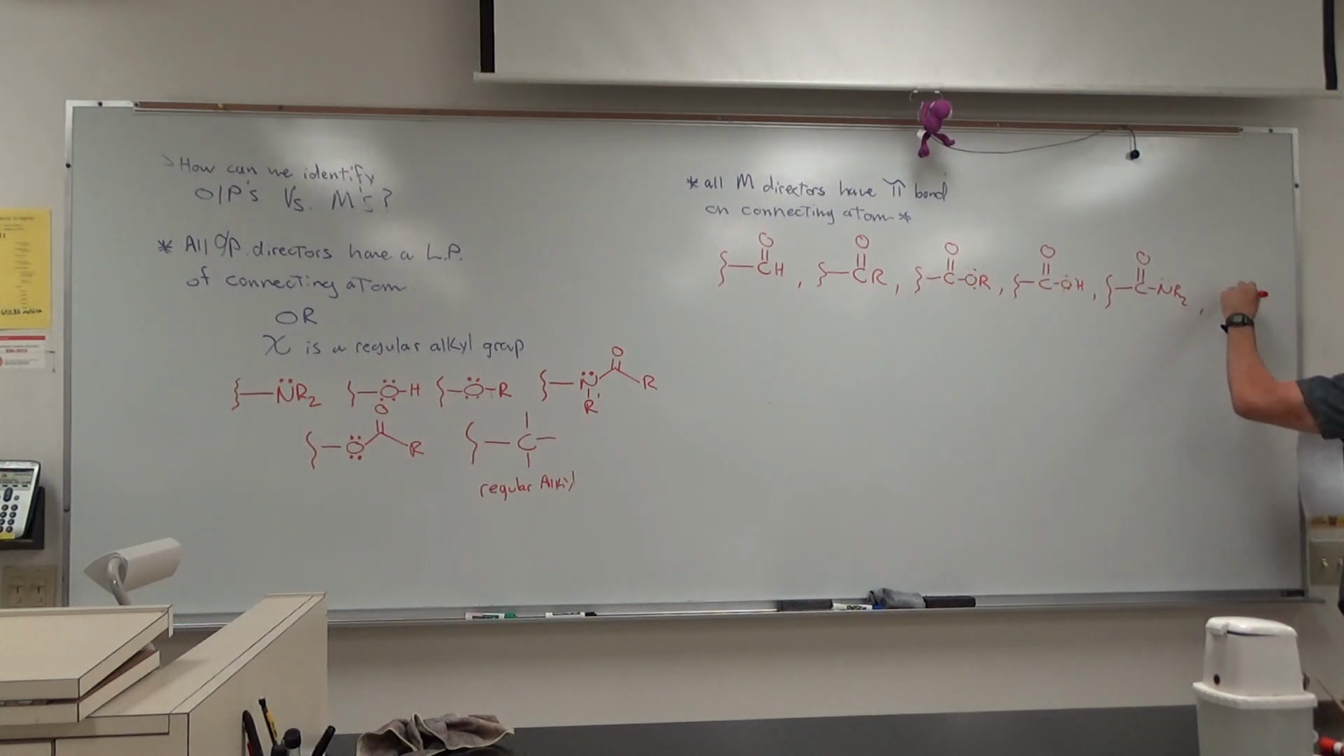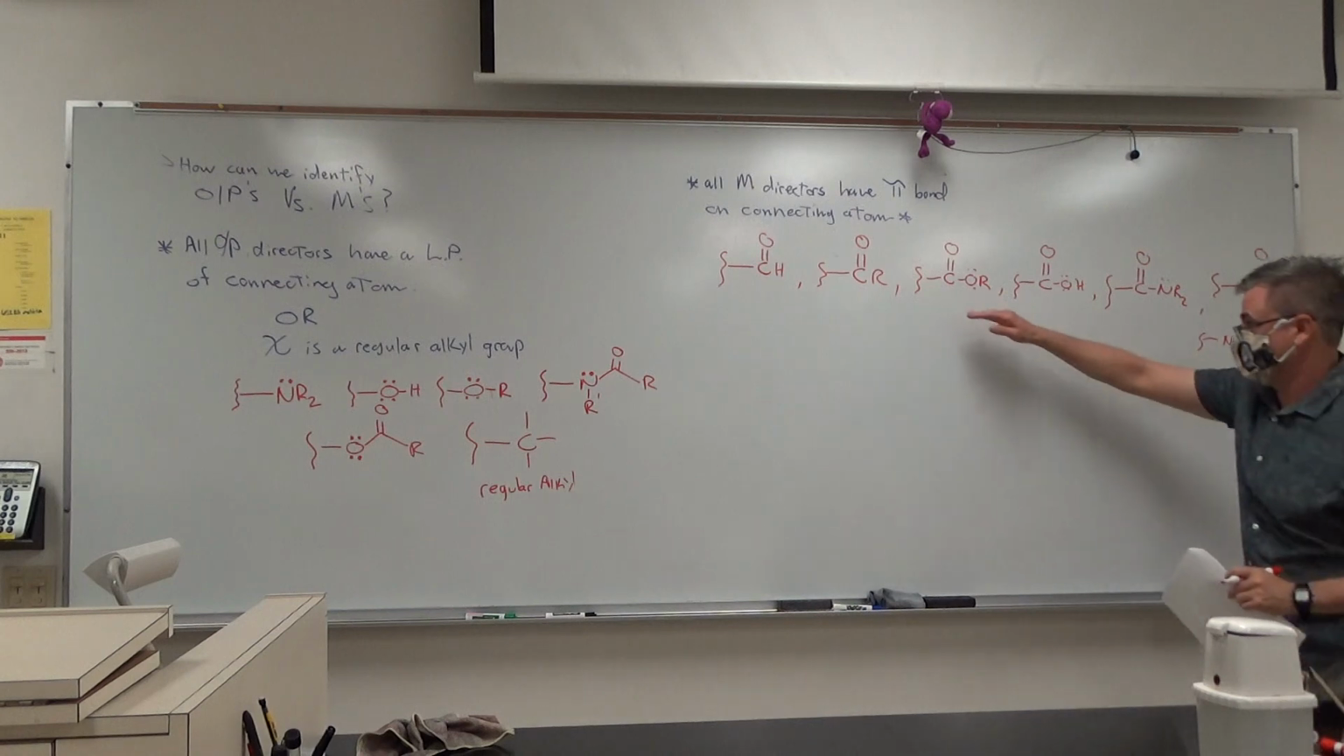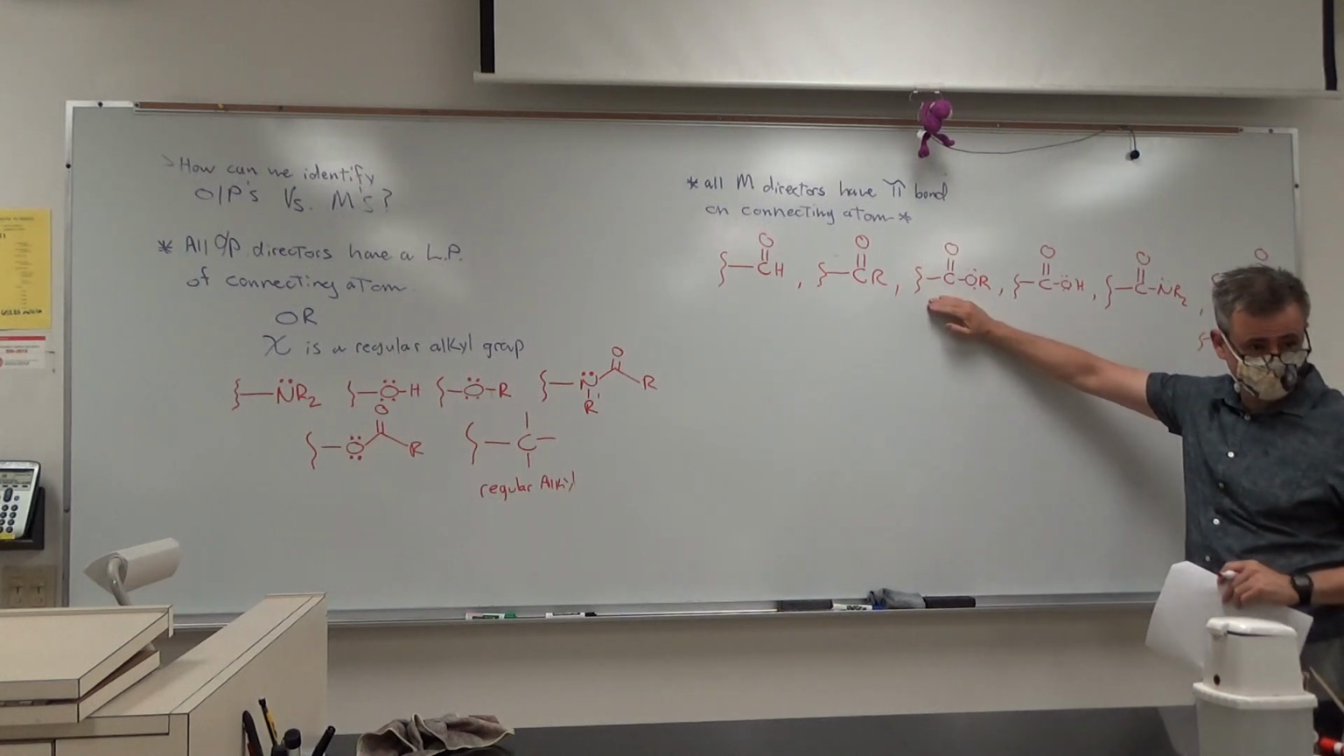And a very strong meta-director is actually the nitro group. A lot of times we just draw nitro groups like that. Okay, the Lewis dot structure of one of the resonance structures looks like this. It's a pi bond on the connecting atom. All meta-directors. And this is our category today. Does that make sense?